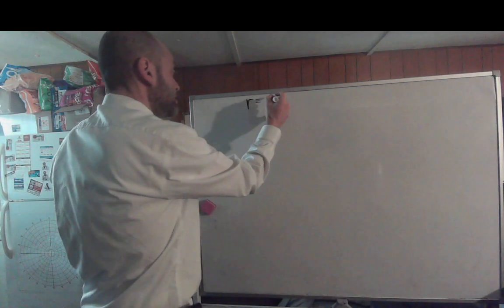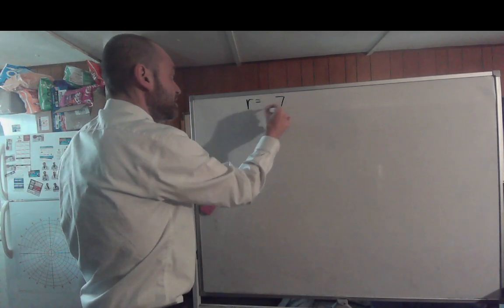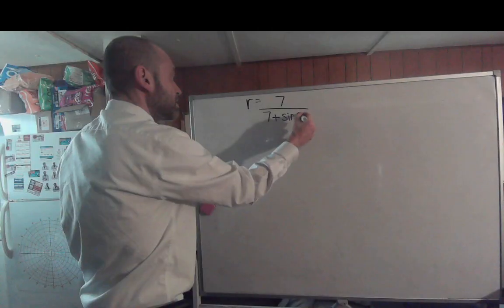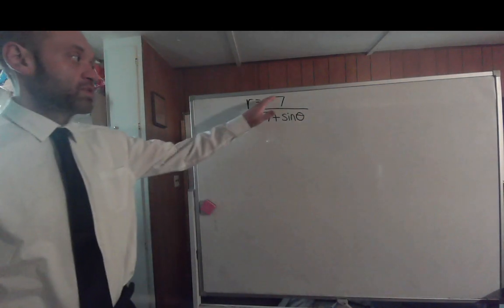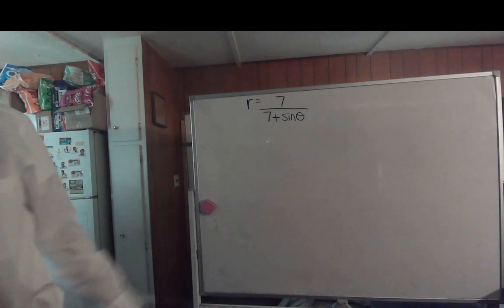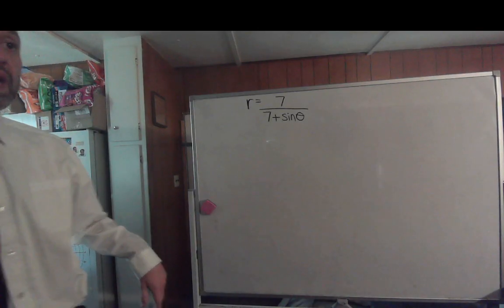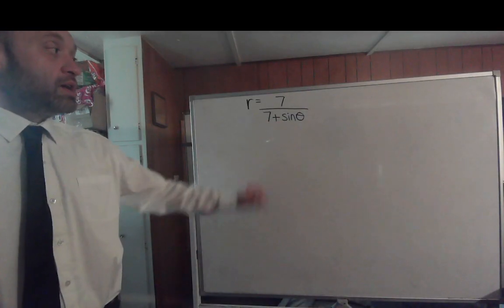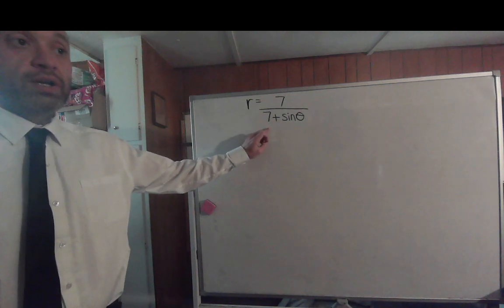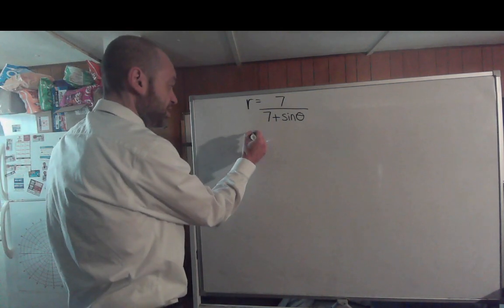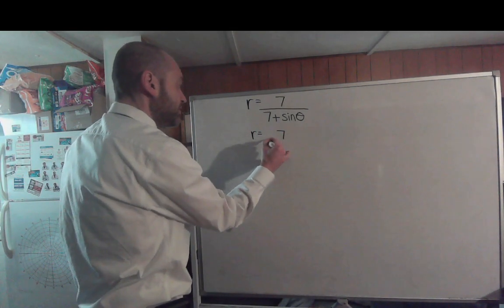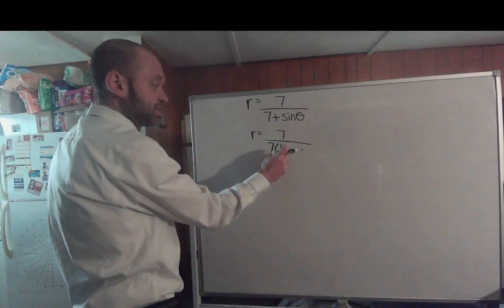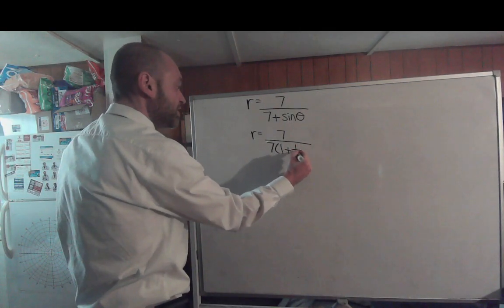All right, let's say we have r equals 7 all over 7 plus sine of theta. What kind of conic section is this? Again, forget your numerator. We don't even care about the numerator, but look at your denominator. That constant term needs to be a 1, and right now it's a 7, so we need to factor out a 7. So r is going to equal 7 all over, we factor out that 7 times 1, we just made the constant term a 1, plus 1/7 sine of theta.